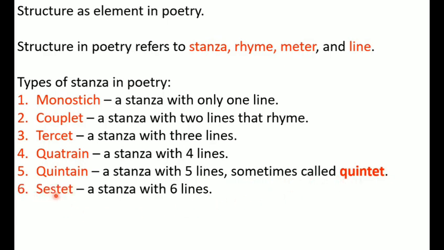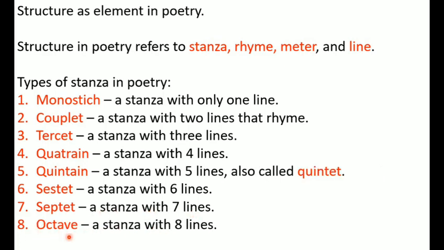And then we have sestet. This is a stanza composed of 6 lines. And then we have septet. Septet is a stanza composed of 7 lines. And the last one is octave. This is a stanza composed of 8 lines.